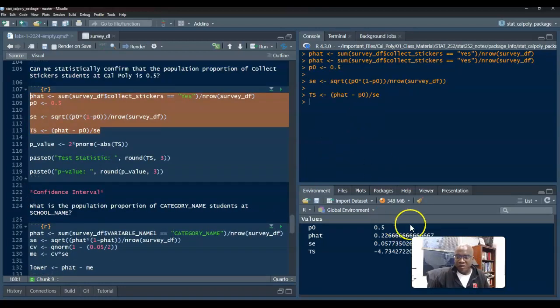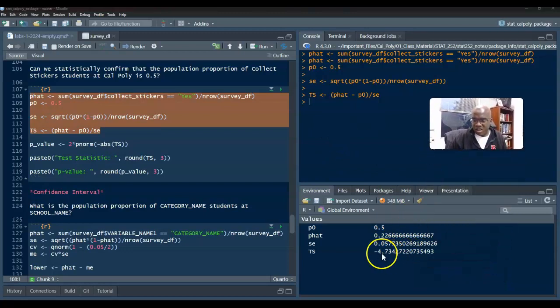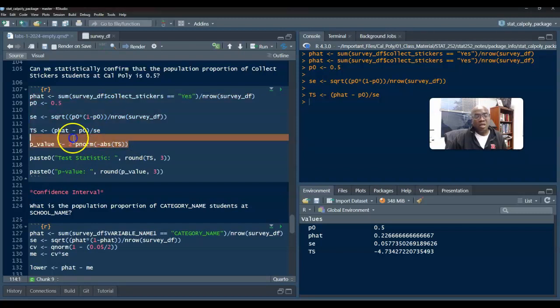Okay, so now we have our test statistic. If you look here, it's negative 4.73. Our p-value is going to be very, very close to 0. In the video that I produced during the first week, I mentioned why we multiply by 2. It's because we're assuming this is a two-tailed test. We have to take our p-value and multiply it by 2. That's why this is happening.